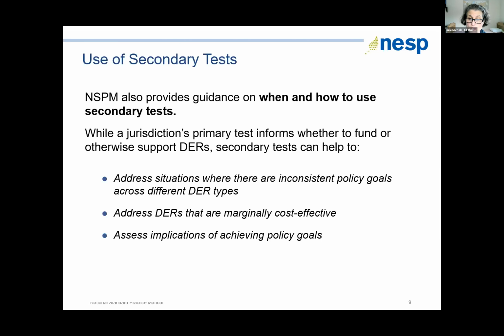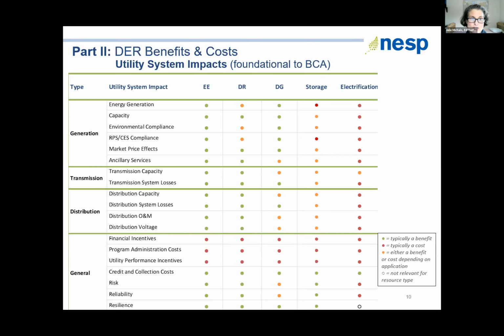They can address situations where there are inconsistent policy goals for different DR types. There may be cases where some DRs are marginally cost effective, either below or just slightly above a 1.0 BC ratio. And then there are implications of achieving policy goals. That's a really tricky situation where commissions are tasked to, where certain goals have been identified as relevant to electric system distributed energy resources, but should electric payers pay for those policy goals? So Tim, again, will be going into more depth this afternoon in our session.